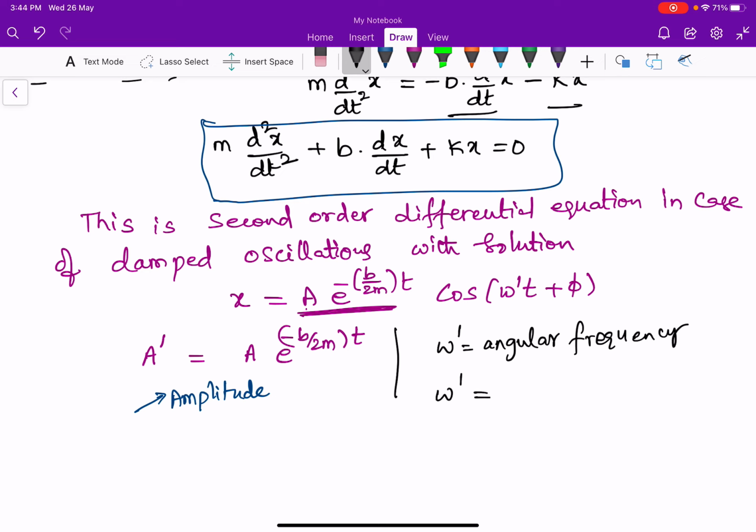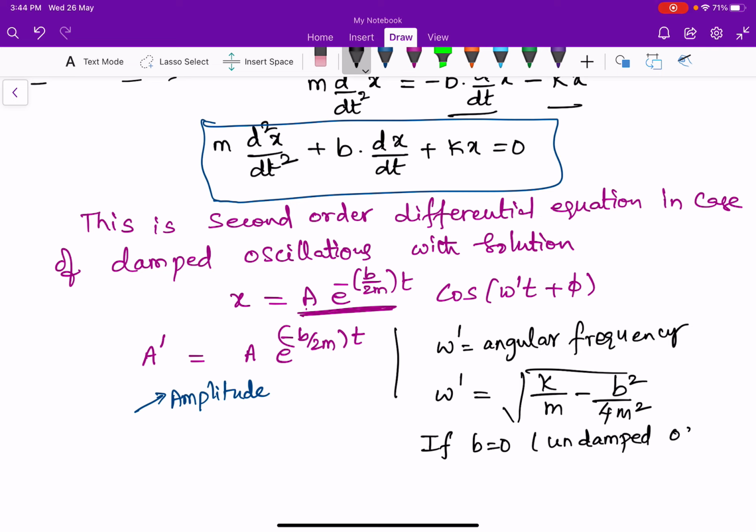So omega dash is equal to under root of k by m minus b square by 4m square. This is an expression for angular frequency in the case when damping is present. If damping is absent, that means if b is equal to 0, that is in the case of undamped oscillations, the omega dash will become under root of k by m minus 0. That is omega dash equal to simply root k by m. That means omega is the angular frequency in case of undamped oscillations.